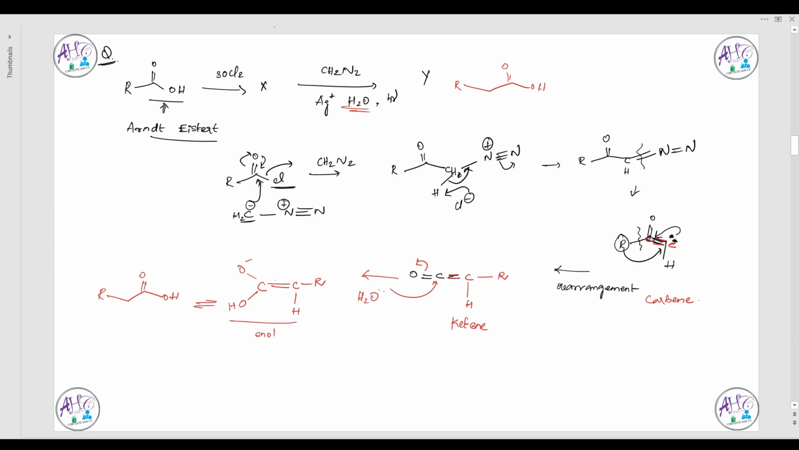So for simplicity I have written R. They have given your phenyl group. They had given a complete phenyl group with an isopropyl group attached, but I have simplified this question for better understanding.